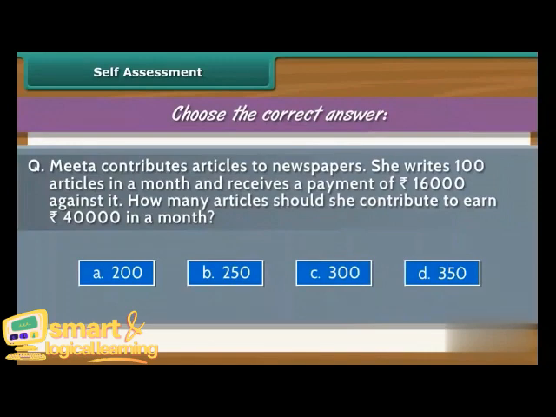Self-assessment. Attempt a question to test your understanding of unitary method.